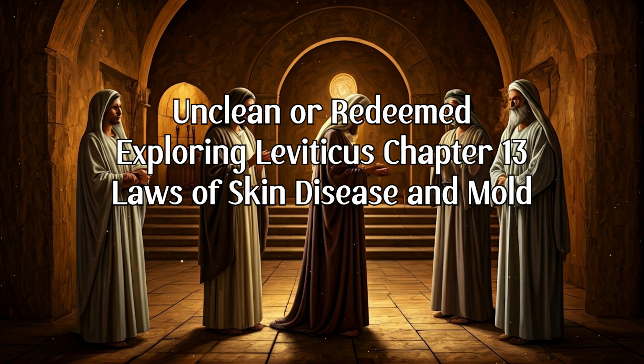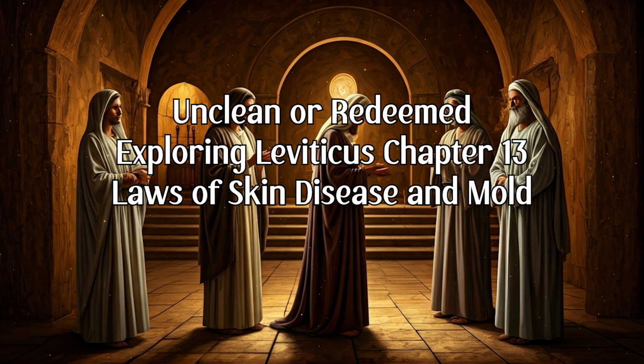What about articles that actually made it through? The mold faded, was torn out, didn't reappear. Were they clean then? Almost. The text gives one final instruction for any fabric or leather item that has been washed and is confirmed to be rid of the mold. What's that? It says it must be washed again, a second washing. Only after that second washing will it be considered clean according to these rules. So a double wash was the final step to ensure ritual cleanness for items that survive the whole mold process.